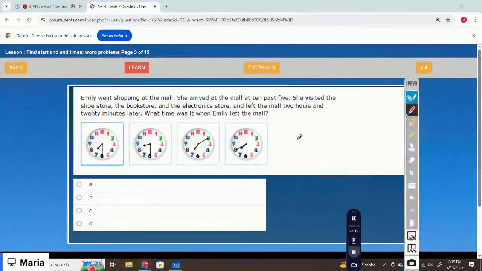10 past 5. So 10 and 5, right? 10 and 5 minutes. She visited the shoe store, the bookstore, the electronics store, then left the mall 2 hours and 25 minutes later. 25 plus 5 is 30. So D it is.